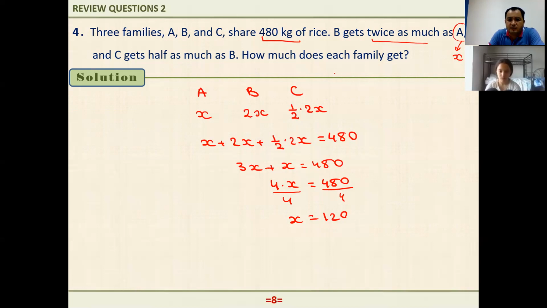So the question is, how much does each family get? So we can write our answer. Family A gets how much? X. That is 120 kg. And how about family B? 2X, 2 times 120, 240. And how about family C? It is just X. That is 120 kg. Oh, so B gets the most. Easy? Yeah, I get it. Good.